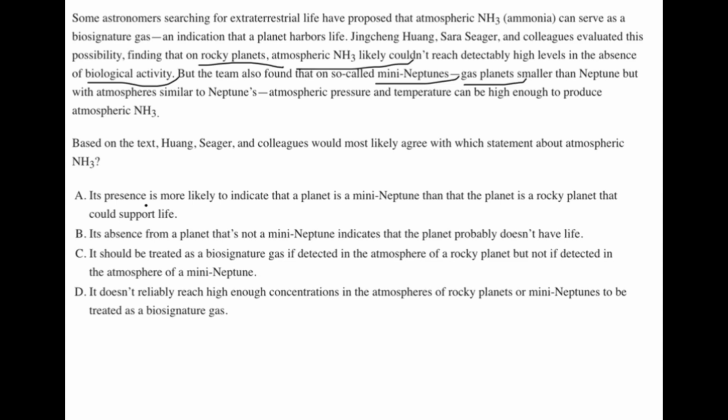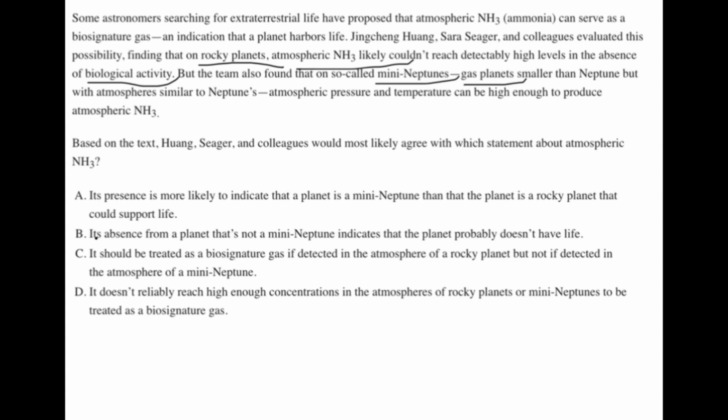B. Its absence from a planet that's not a mini Neptune indicates that the planet probably doesn't have life. That, again, requires us to use knowledge outside of the passage because there can be other types of planets that are not mini Neptunes, not rocky planets, that we don't know anything about. So that can't be the answer either.